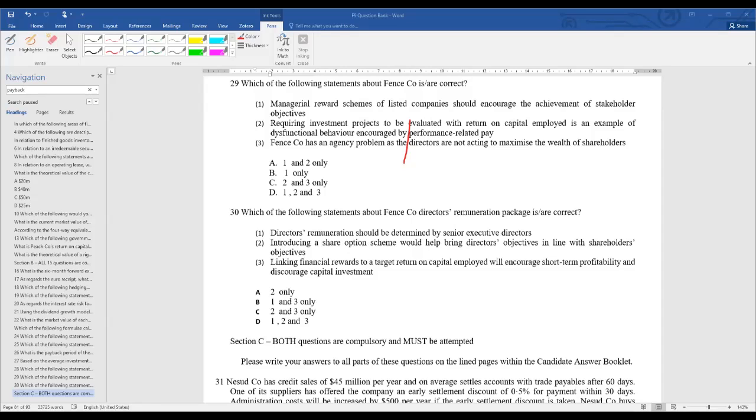2 and 3 are tied together, because if there's dysfunctional behavior, then the managers are acting for their own interest, not the interest of shareholders. So therefore we have an answer there: D. Clear?